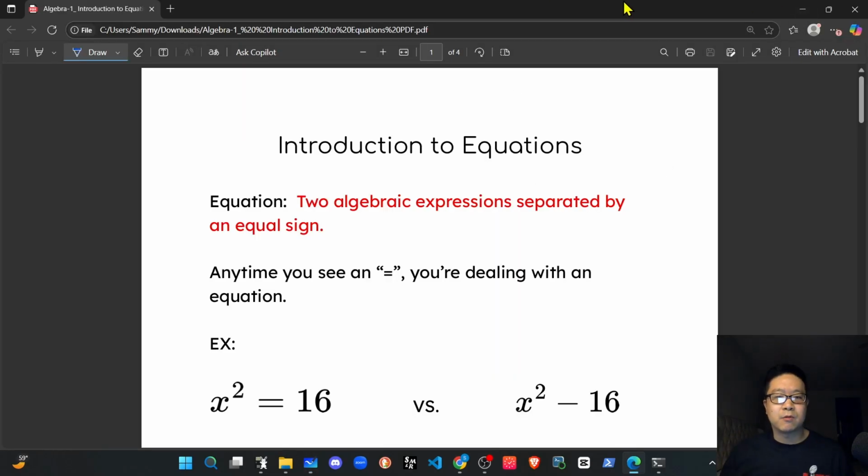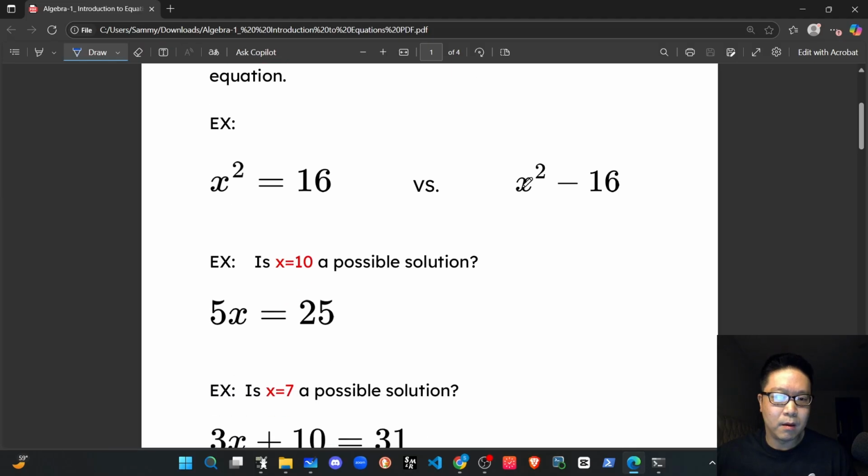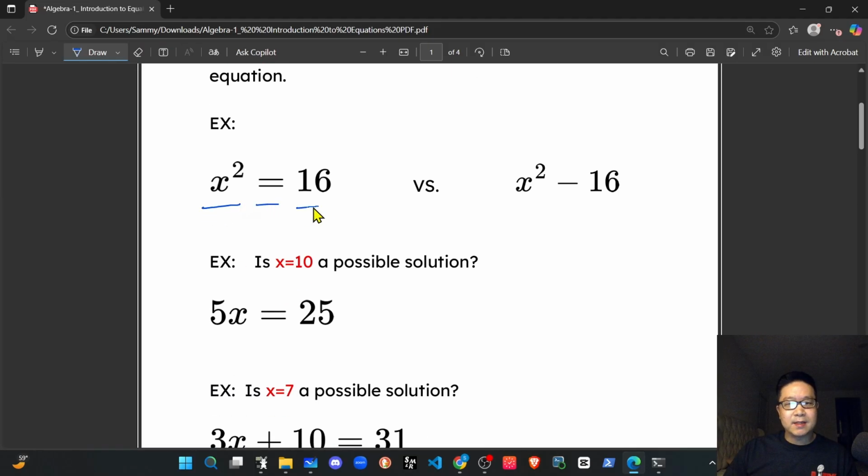In today's lesson, we're just going to be introduced to the concept of equations. So an equation is when you have two algebraic expressions separated by an equal sign. So basically, anytime you see an equal sign, you know you're dealing with an equation. So for example, here we have x squared equals 16. Well, you have an equation. Therefore, that is an equation.